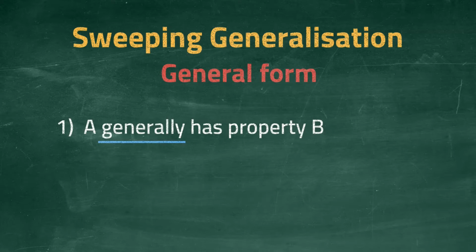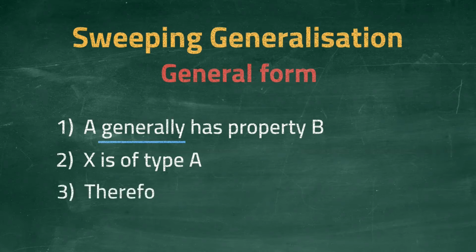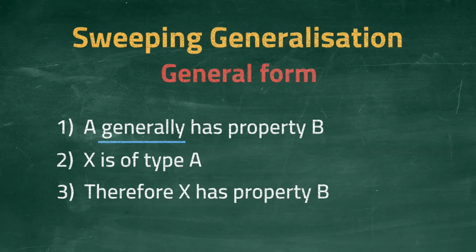to the next premise. X is of type A. X is a specific thing of type A. If we agree that X is indeed of type A, we can move on to the conclusion. Therefore, X has property B. The specific item X has the property B. We have taken the general principle in the first premise and applied it to the specific item X.